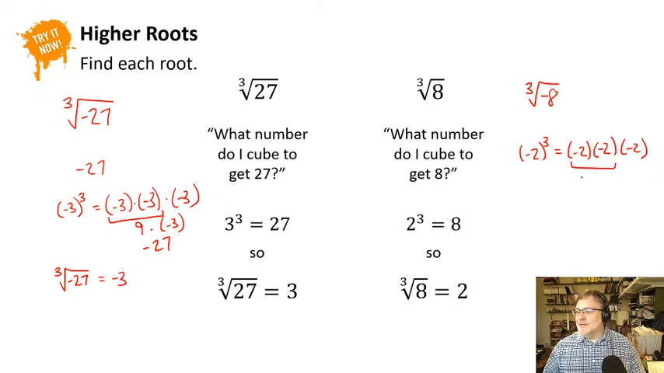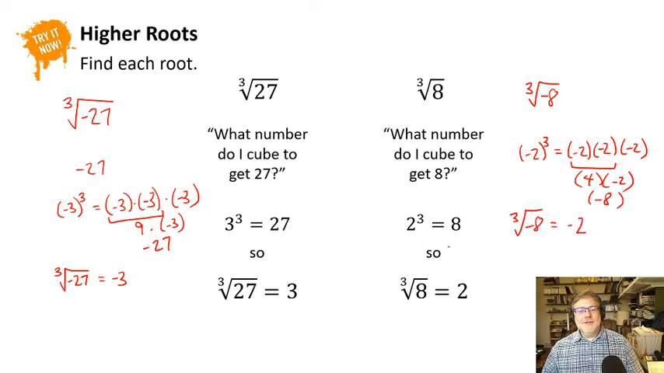Negative 2 times negative 2, that's positive 4 times negative 2. Yep, it's negative 8 here. So the cube root of negative 8 is going to be -2. What's the difference between this and the square root? The difference is that this number here is odd instead of even.